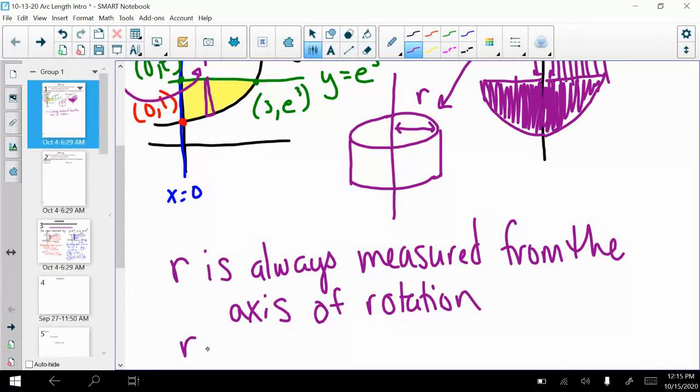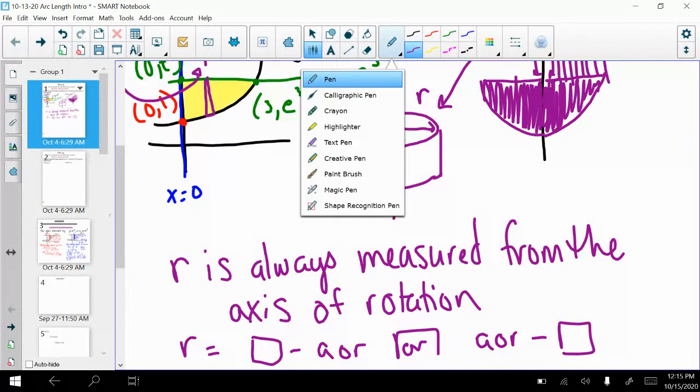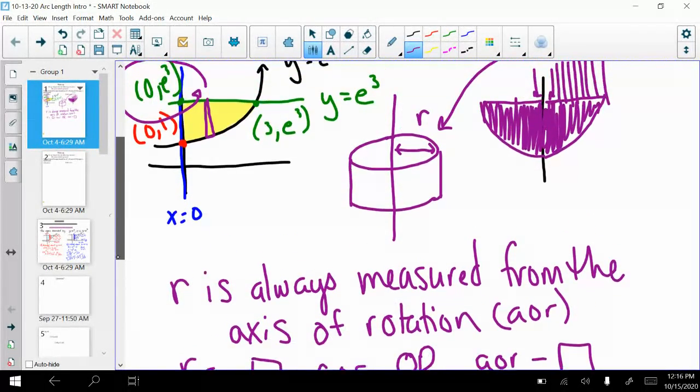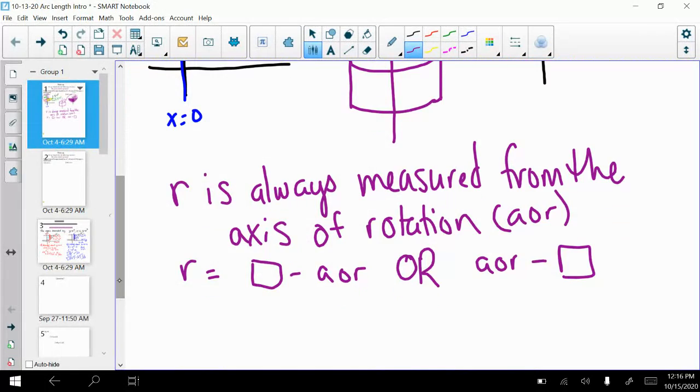Which means that R is always going to be either something minus our axis of rotation, or our axis of rotation minus something. Let me change it to all caps. If I had a pen. There we go. So the AOR is our axis of rotation. So R is pretty much always something minus our axis of rotation, or axis of rotation minus something, because R is measured from the axis of rotation. So that's going to be one of our boundaries. Maybe that'll help us.